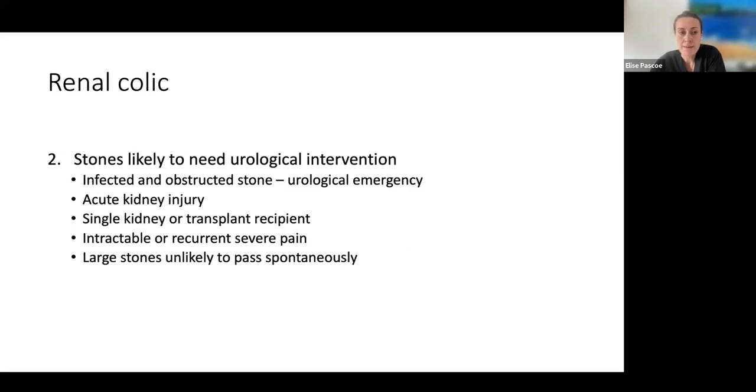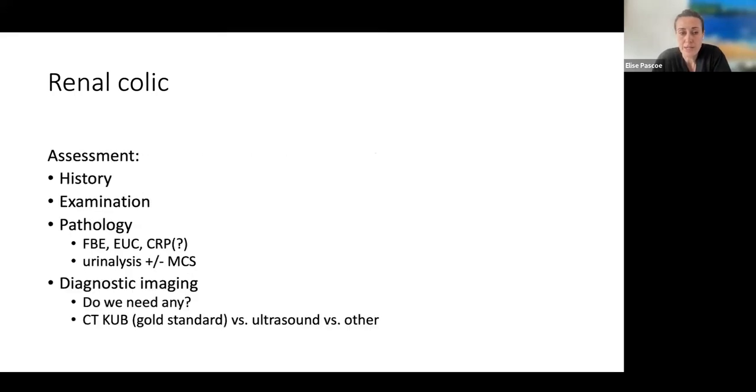When we talk about renal colic, some renal colic is uncomplicated, and then there are some patient presentations that are complicated and do need urological interventions. Those are the infected obstructed stone, which we know is a urological emergency, patients with an acute kidney injury associated with their kidney stone, patients with single kidney or transplant, or those that get really intractable or severe recurrent pain, and those large stones that are not likely to pass spontaneously.